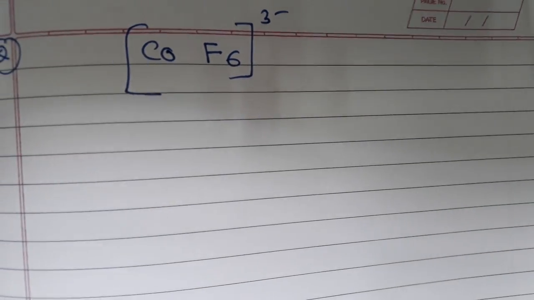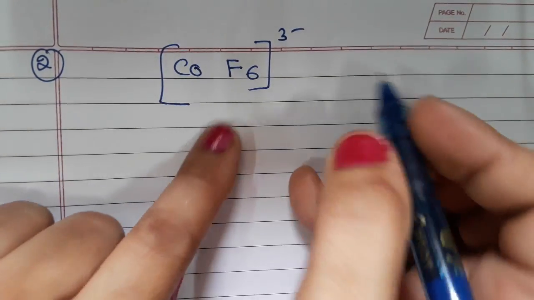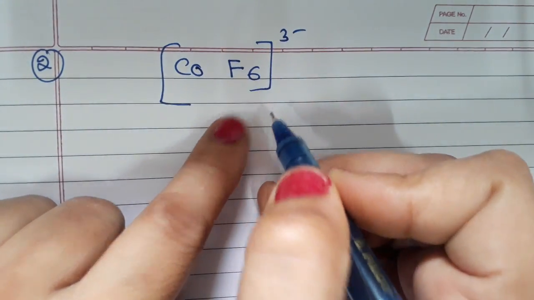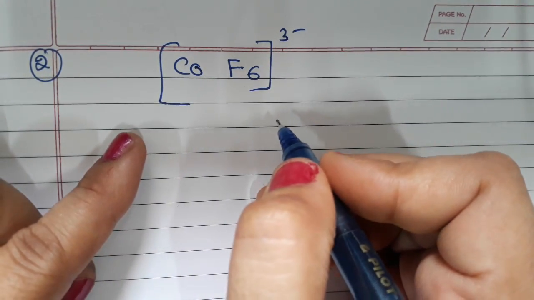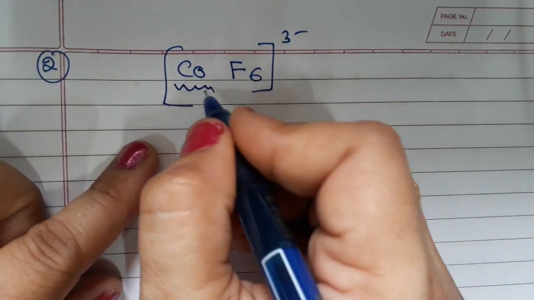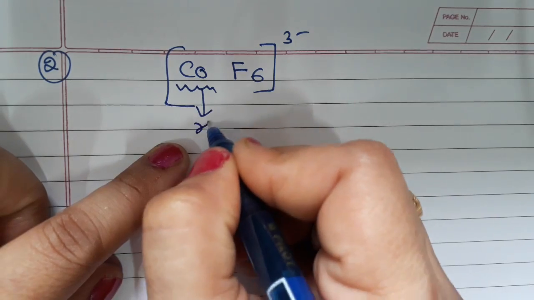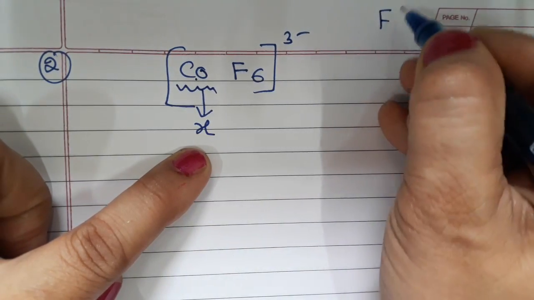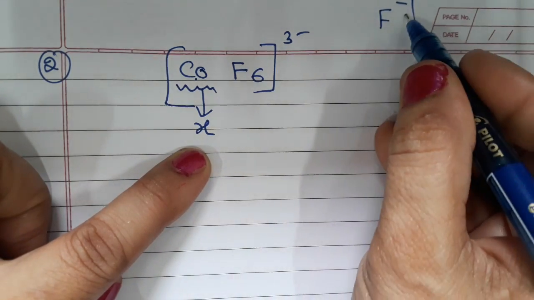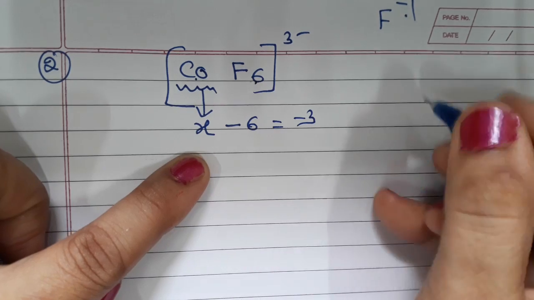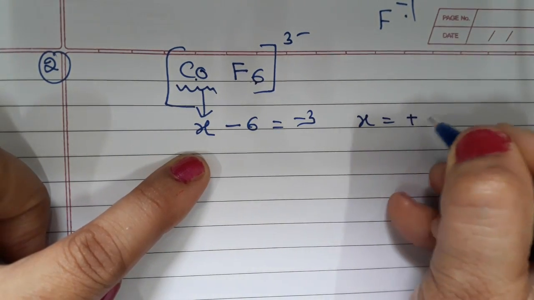Now the next complex is in front of us. It is hexafluorocobaltate(III) ion. But what are we studying? We are studying the structure and bonding. So let us start with the first step. The first step is to find out the oxidation number of the metal ion. So I wrote X. Now fluorine is F minus 1. So minus 1 into 6 would be minus 6, which is equal to minus 3. Alright. So X is equal to plus 3.